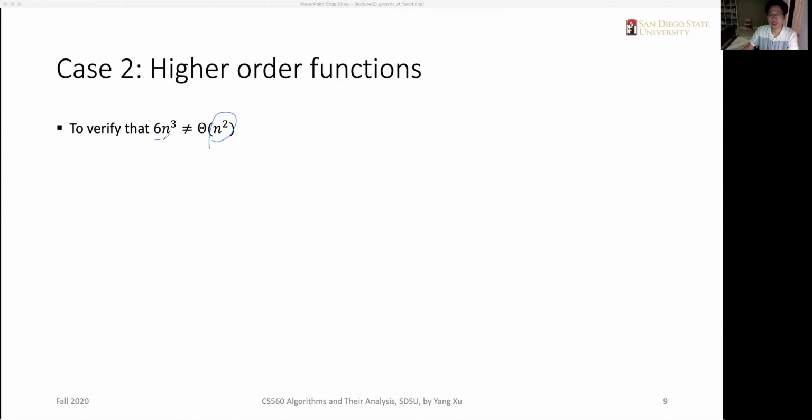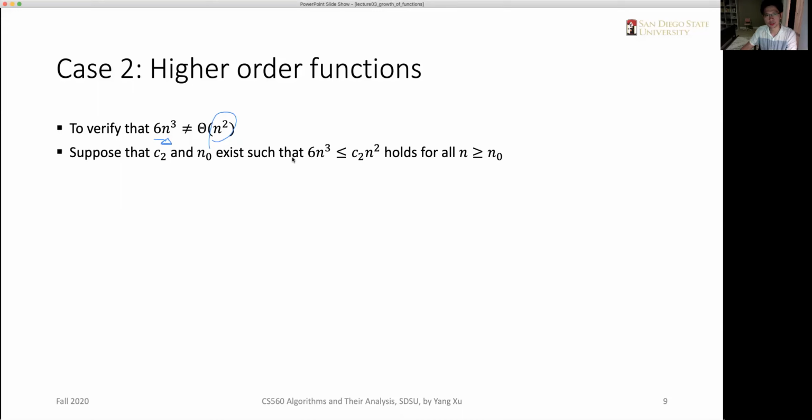And intuitively, we kind of know that a cubic function cannot be sandwiched by two quadratic functions, because a cubic function always grows faster. It will eventually grow higher than the quadratic function. But now we want to strictly prove it using the definition. So this is how we do it.